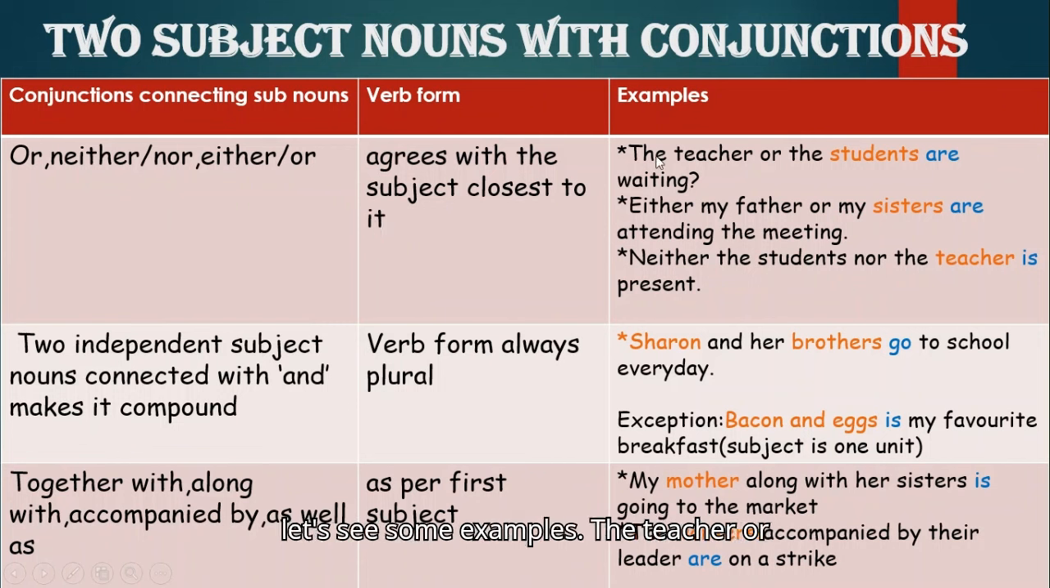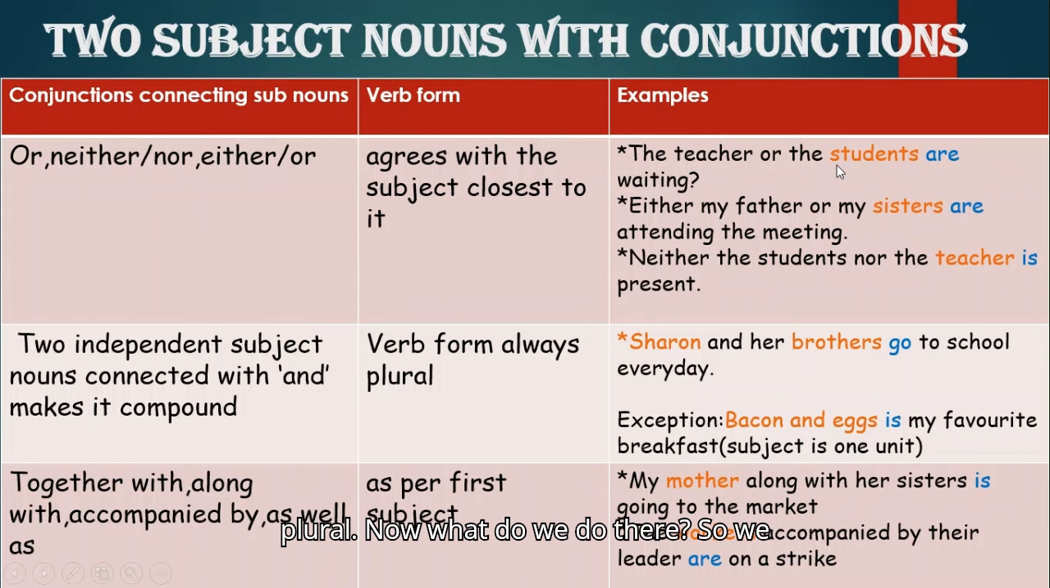Now let's see some examples. The teacher or the students are waiting. Here we see that there are two subject nouns: one is teacher and the other is students. Both are doing the action of waiting. If both are singular, then there is no doubt. If it was the teacher or the student, singular, then it would be singular, is waiting. But here the teacher is singular and the students are plural.